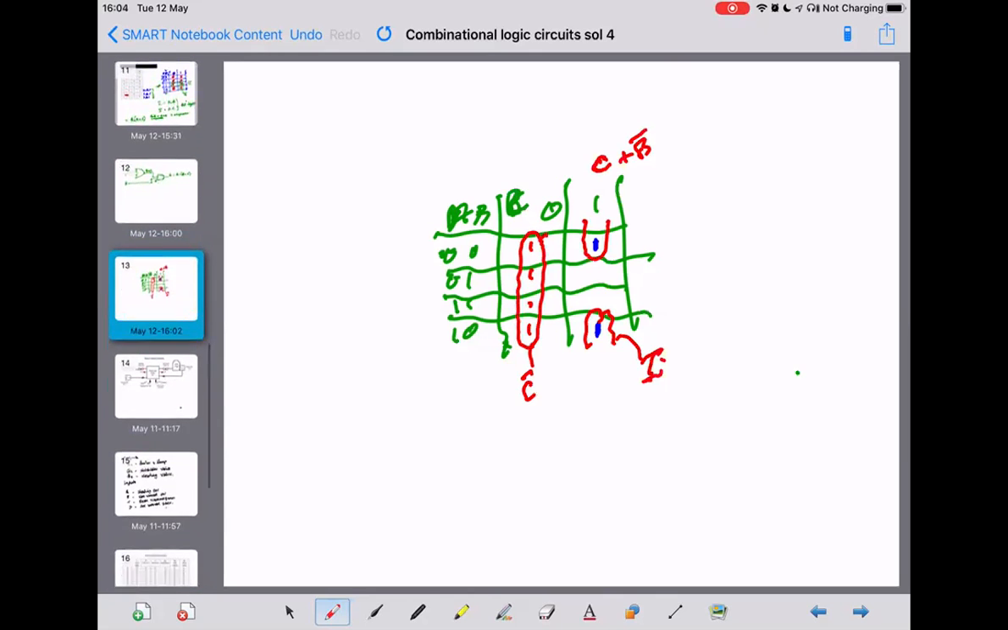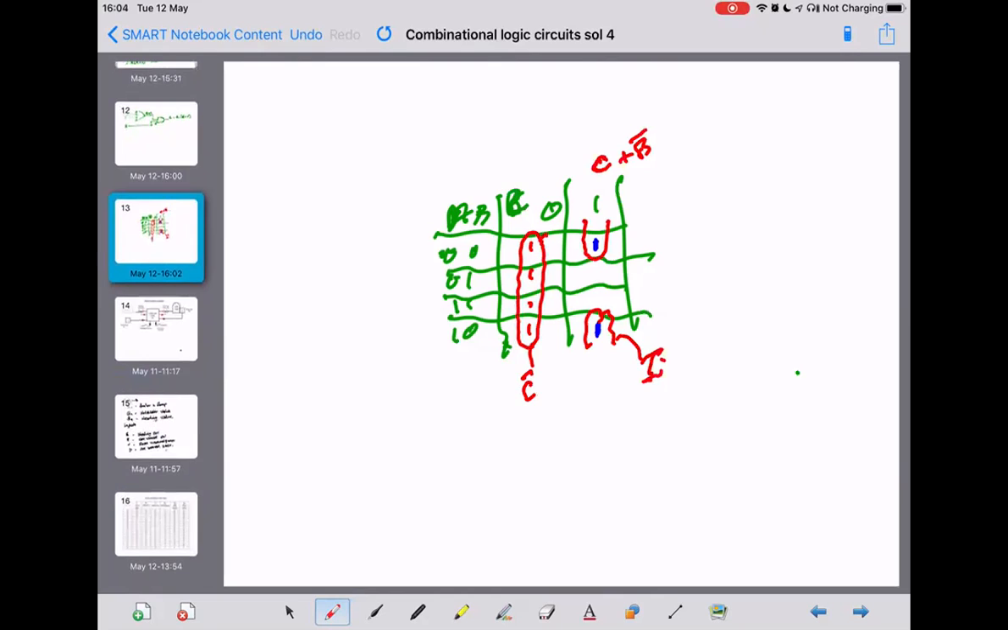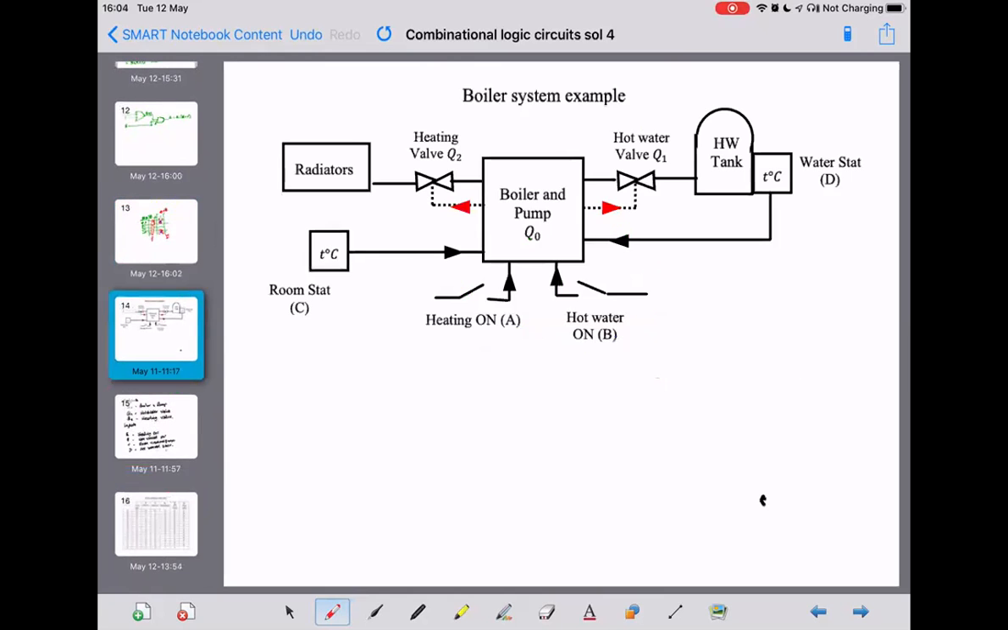So let's have a look at something that's more like an engineering problem that you might come across, where you could build a combinational circuit for. Let's look at a boiler system example. It's got three outputs. If you turn Q0 on, you'll turn the boiler and the pump on. Then Q1, if you have that output, you'll turn on a hot water valve. And if you have Q2 turned on, you'll have the heating valve on, water will go around the radiators.